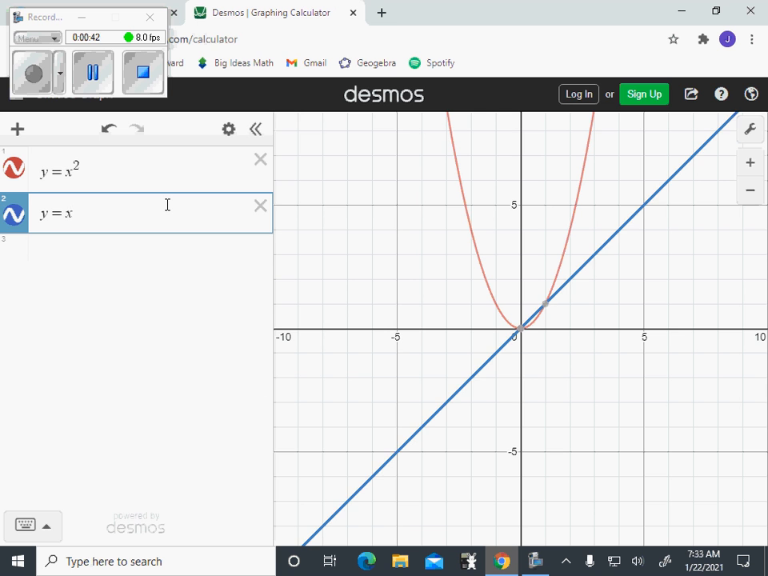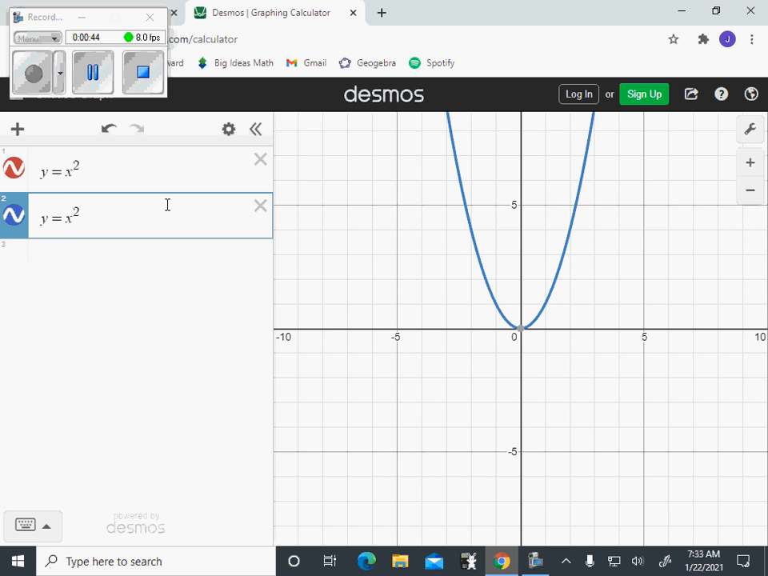So if I have y equals x squared, and at the end of it I put plus 1, how is this graph going to move? I want you to think about it. Is it going to move to the left, to the right, up, or down? Think about that for a second. It's going to move up. It's going to move up 1.